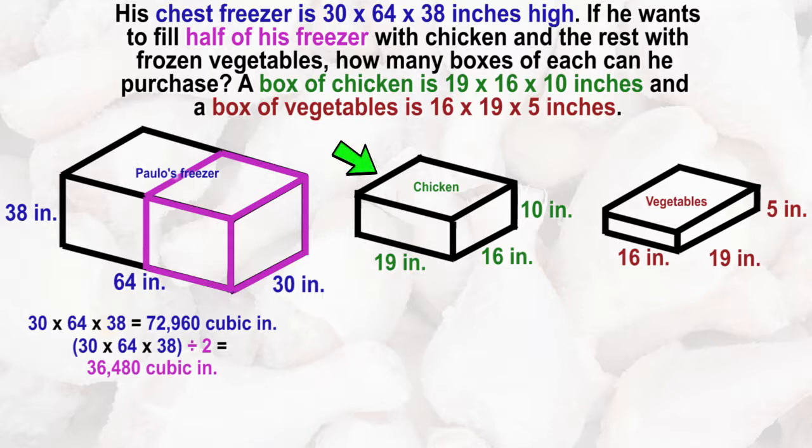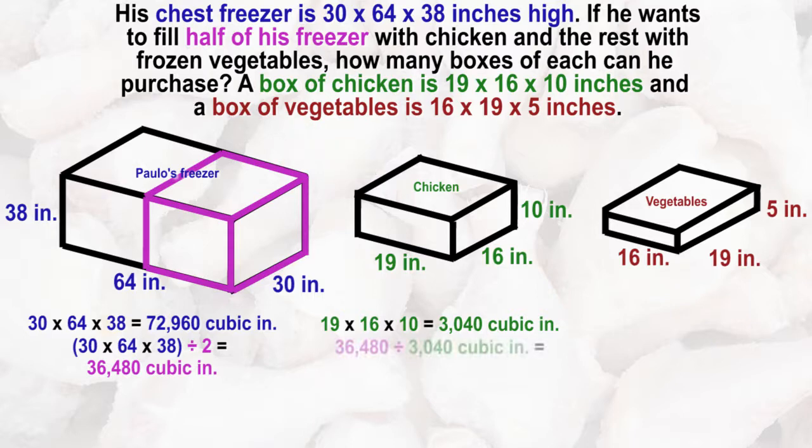Students will need to find the volume for each box of frozen chicken. An equation can be written showing the volume for the box of frozen chicken. 16 times 19 times 10 equals 3,040 cubic inches. About how many boxes of frozen chicken will fit into half the freezer? We will need to divide half the volume of the freezer, 36,480 cubic inches, by the volume for the chicken, 3,040 cubic inches.